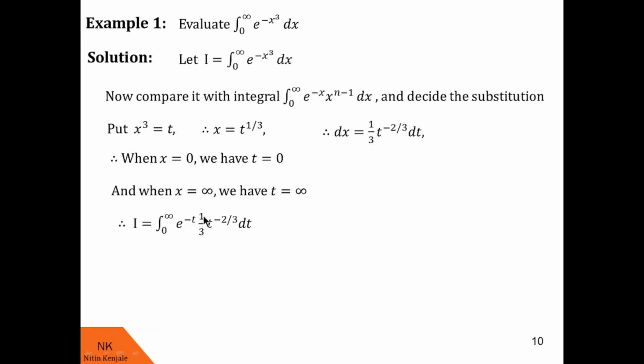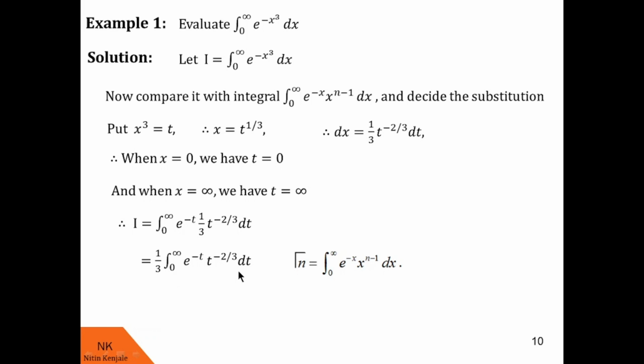From this integrand, I see 1 by 3 is the only constant term that we can take out. So inside the integral, we will have e raised to minus t into t raised to minus 2 by 3 dt. Now we compare this integral with the integral in the definition of gamma of n. Look at here. Limits of this integral are 0 to infinity. We have e raised to minus x kind of term and x raised to n minus 1 kind of term. This integral in gamma notation can be written as gamma of n, and this n can be obtained by adding 1 in the power of x.